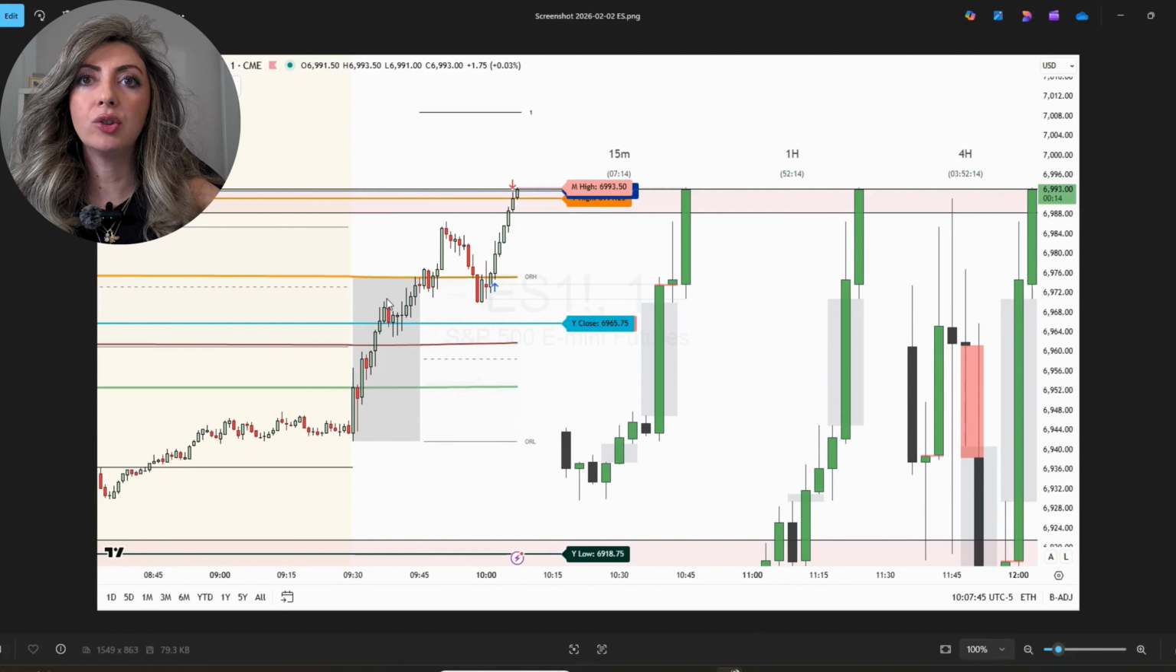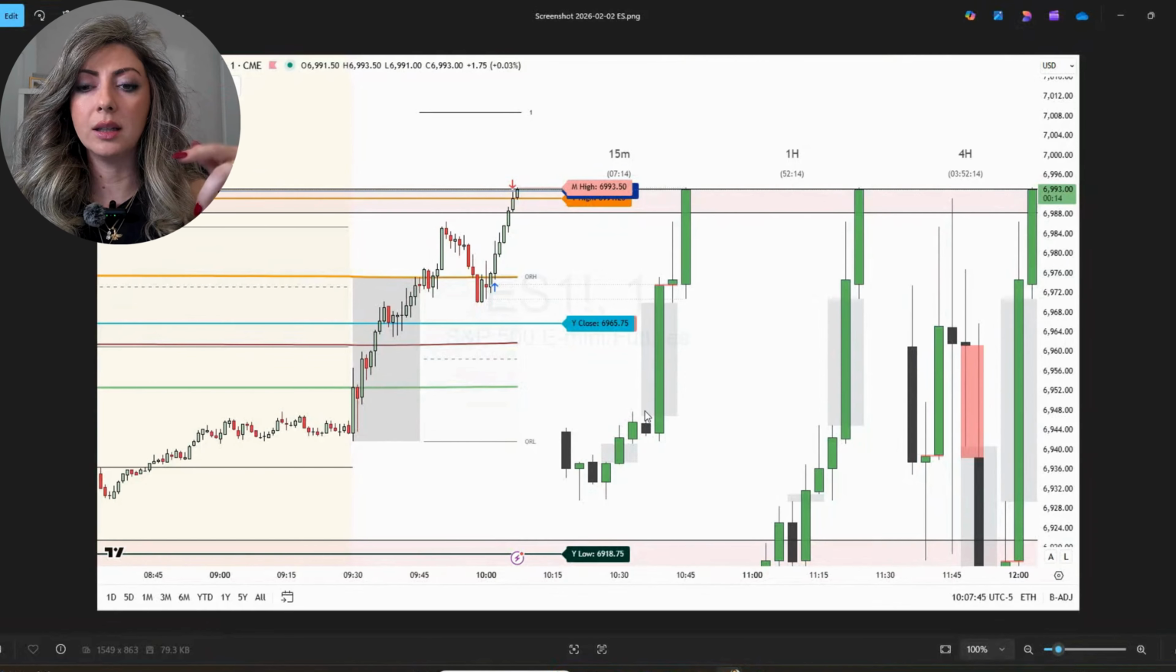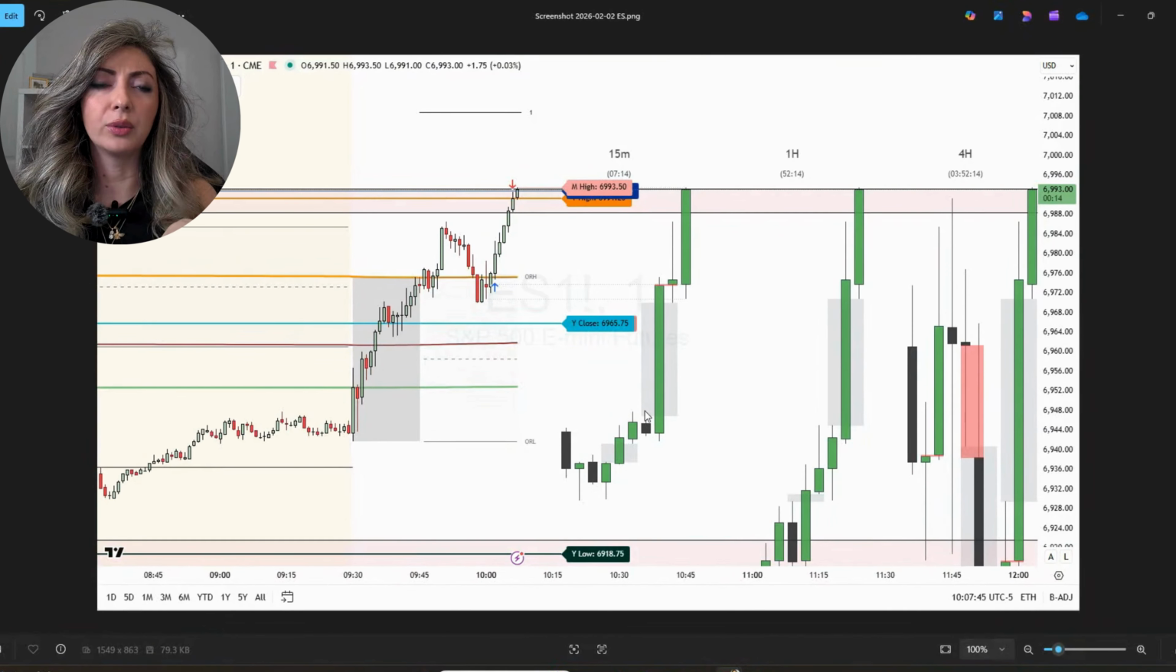Even though I was looking for this specific setup at the open, as you can see, I decided to add an indicator. It's a free indicator on TradingView. This is a very powerful indicator, at least it's really helping me out.